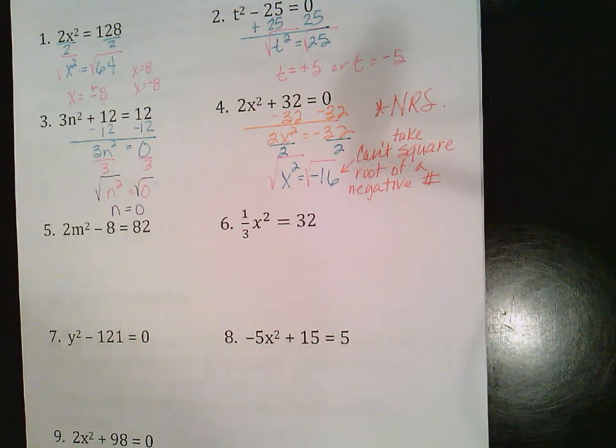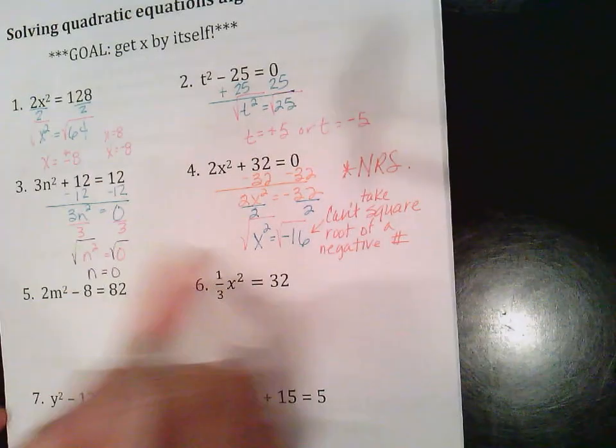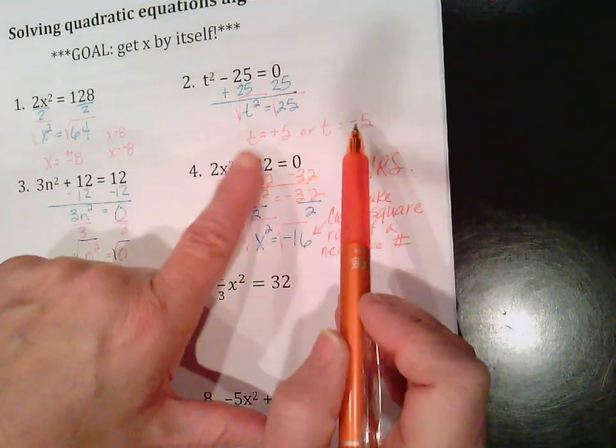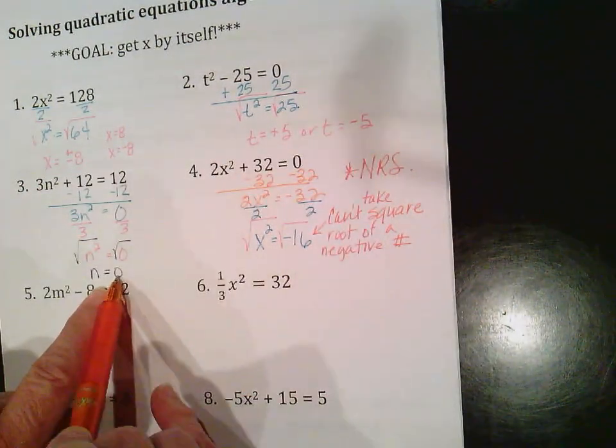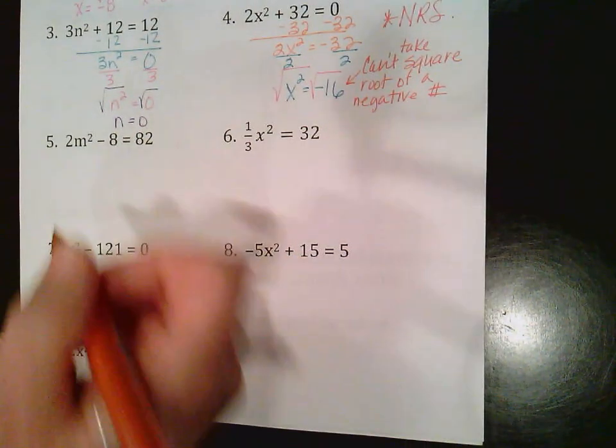Okay, let's try the next step, number 5. So what you can see here is I got 2 solutions here, I got 2 solutions here. I had 1 solution here and no real solution on number 14. So we're just giving you an example of just about everything.